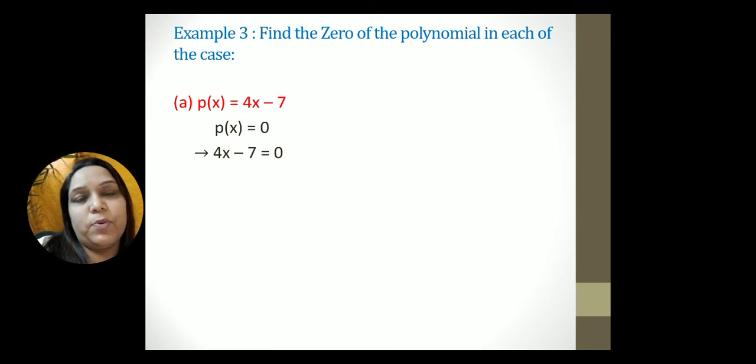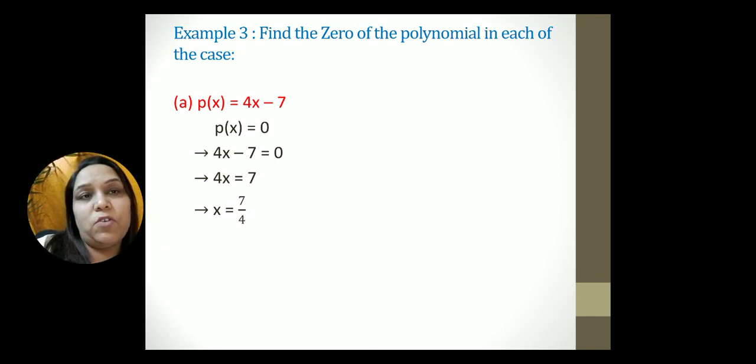By transposing, we get 4x = 7, and again transposing 4 to the right hand side, the value of x is 7/4. It means if we put x = 7/4, we will get the value 0. It means the 0 of the polynomial 4x - 7 is 7/4.